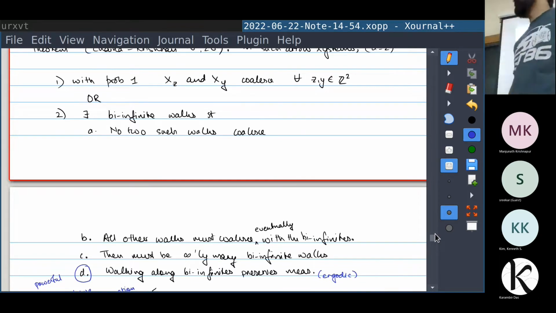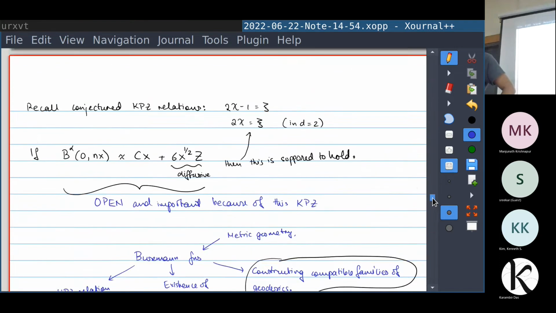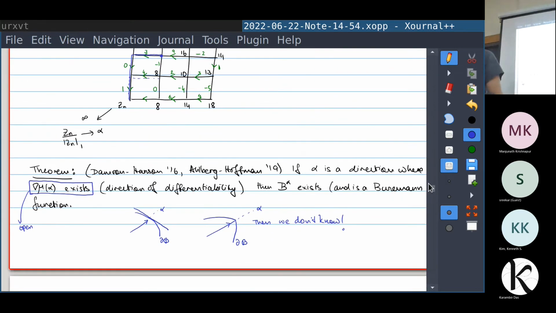I mean, so this Busemann functions, maybe I missed something. What is it useful for? You rephrase, for example, the KPZ in this form. Right. But is there something you prove using Busemann functions? Is there something concrete you can prove?